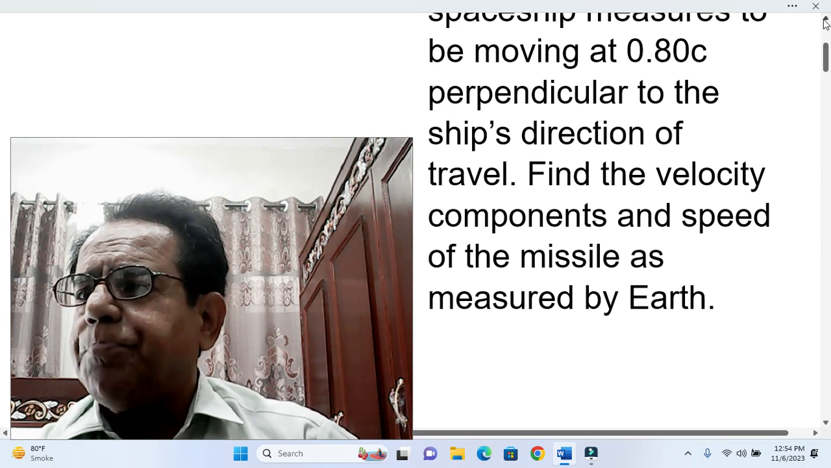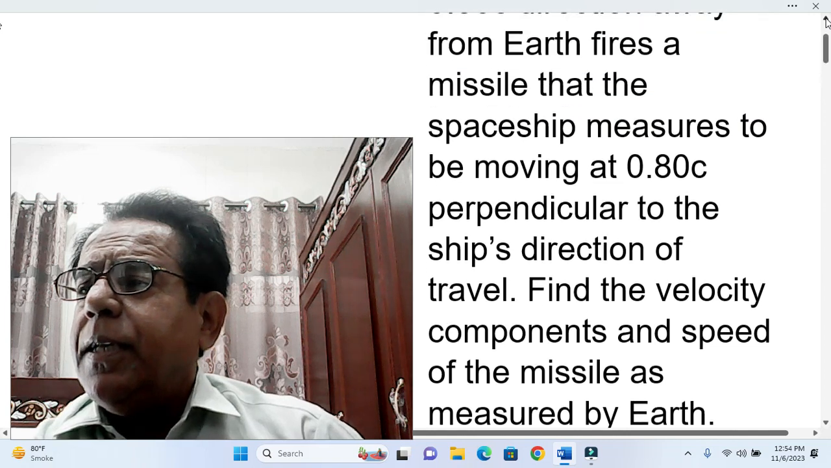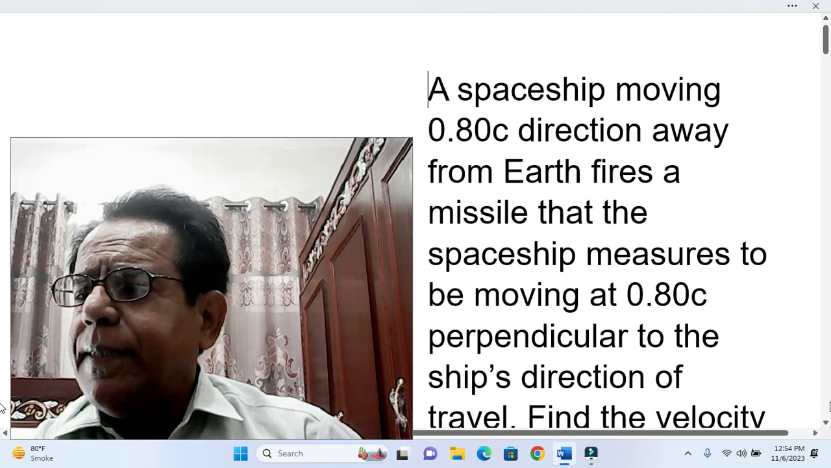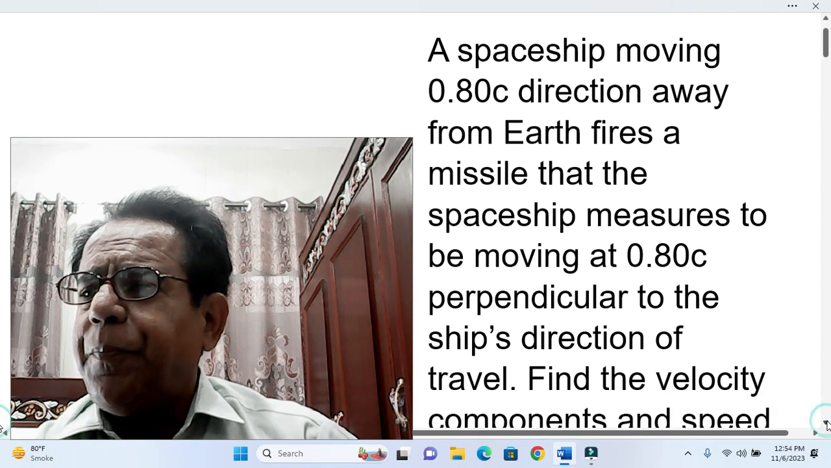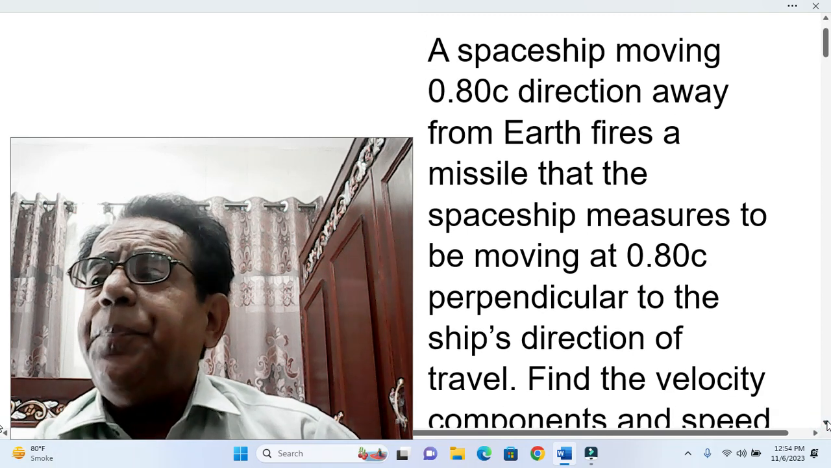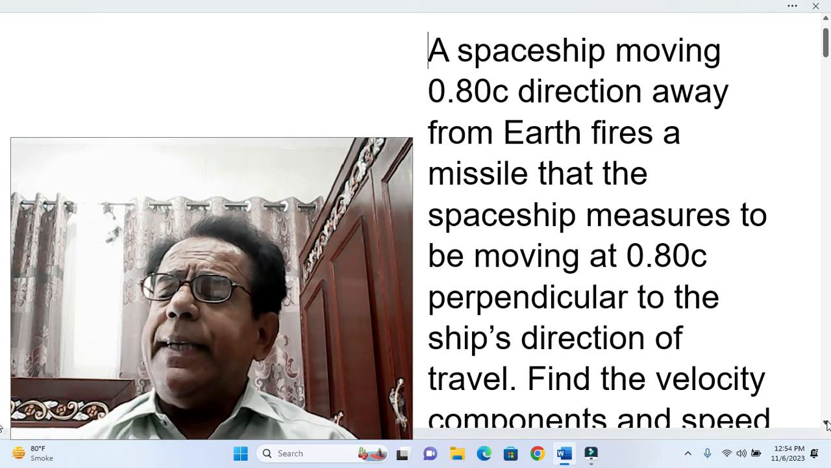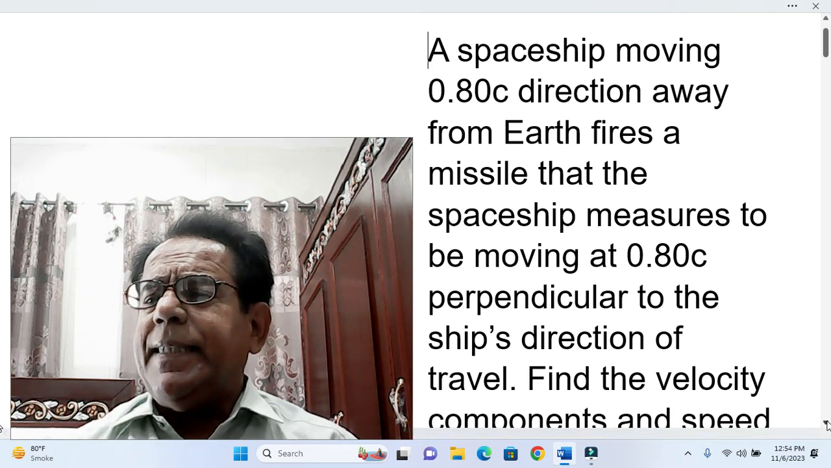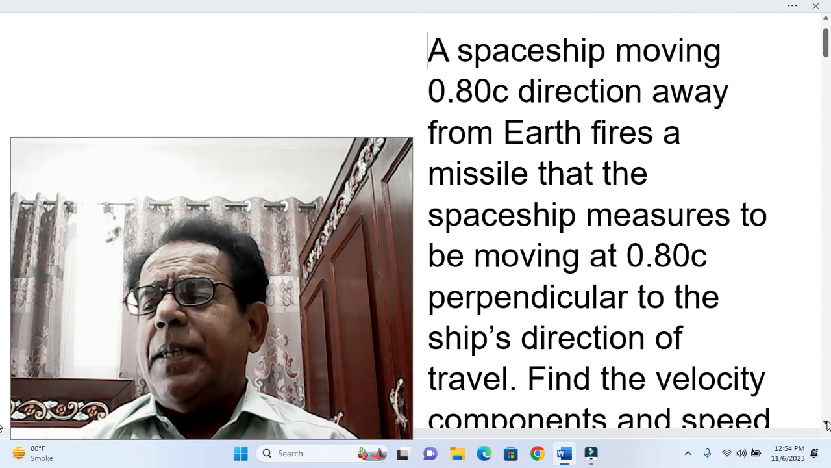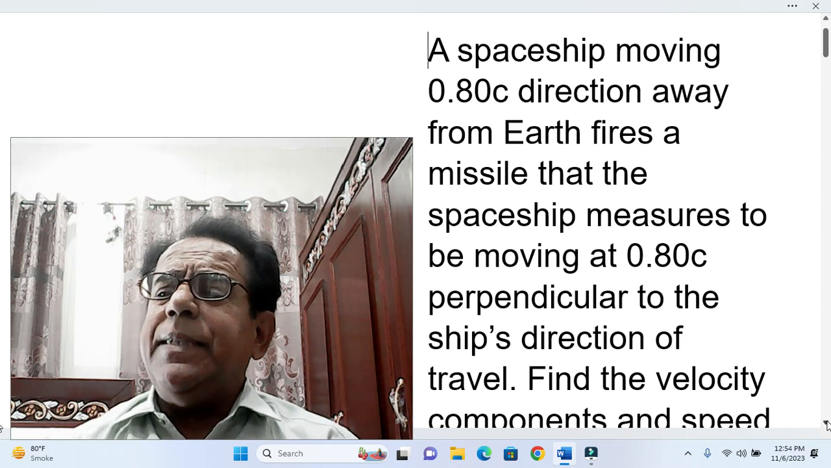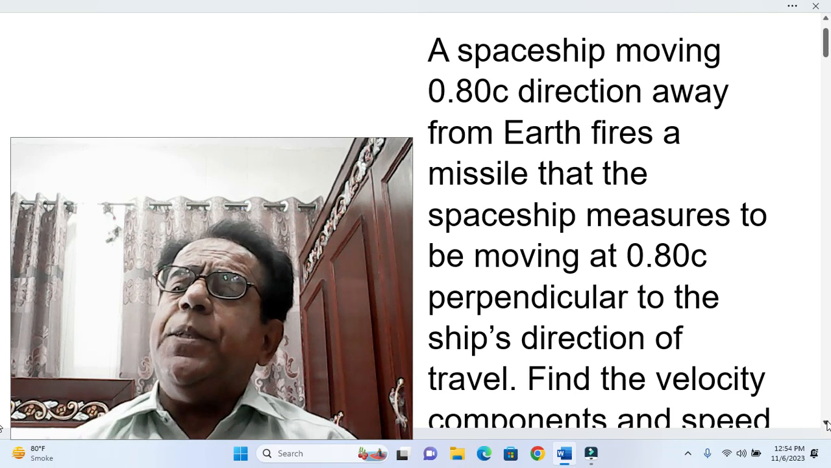Okay, dear students, its solution is quite simple. We once again have a spaceship moving at 0.80 c, which implies or means about 80% of the speed of light.